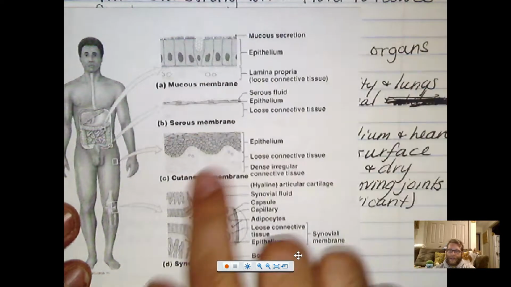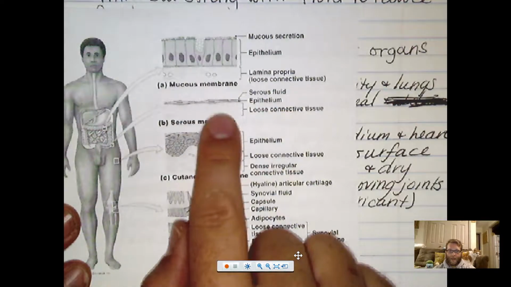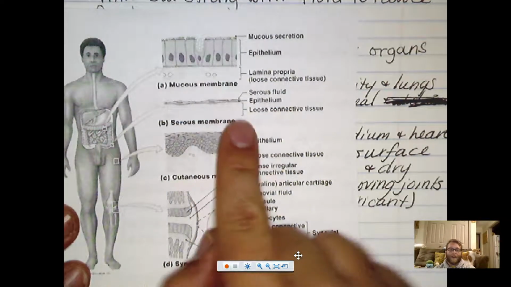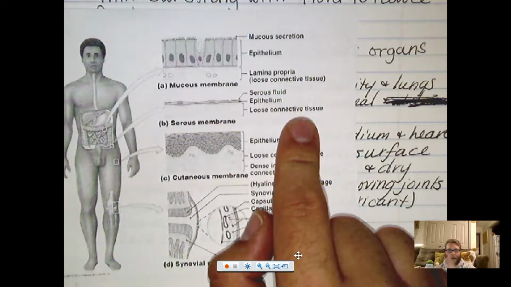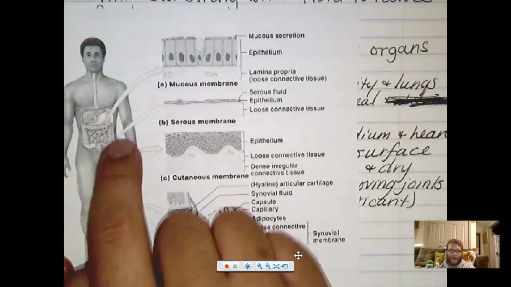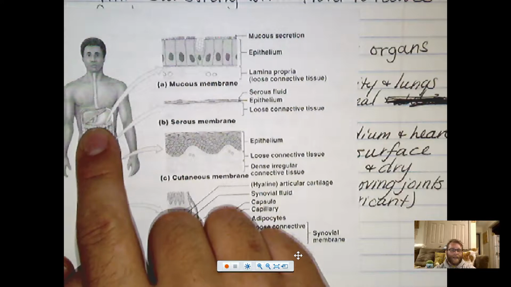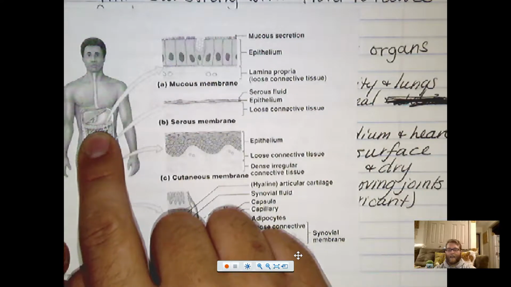Serous membrane, again, is going to be mostly squamous epithelium, super thin but still really strong. It's going to be sitting on this loose connective tissue, right, and it's going to be lining all the internal organs. So here we've got the kind that's going to be lining the abdominal cavity. Remember, this is your peritoneum, so your peritoneal lining membrane.